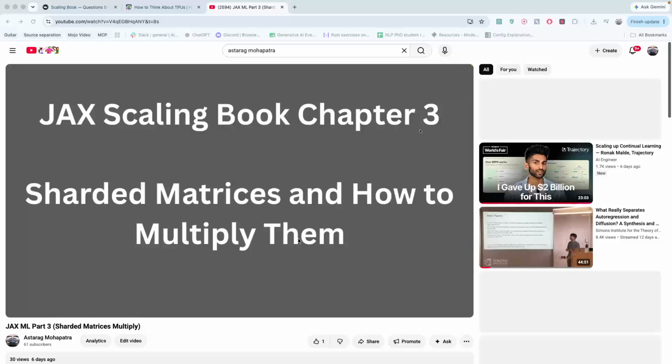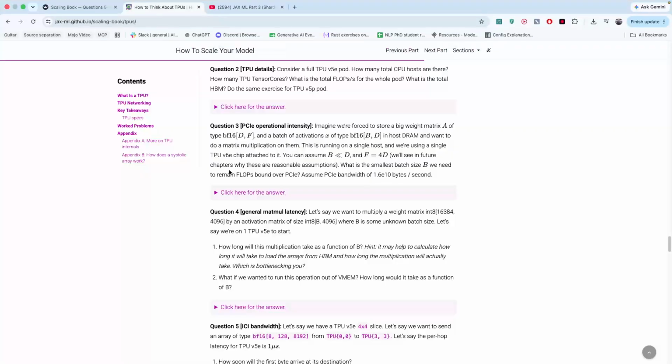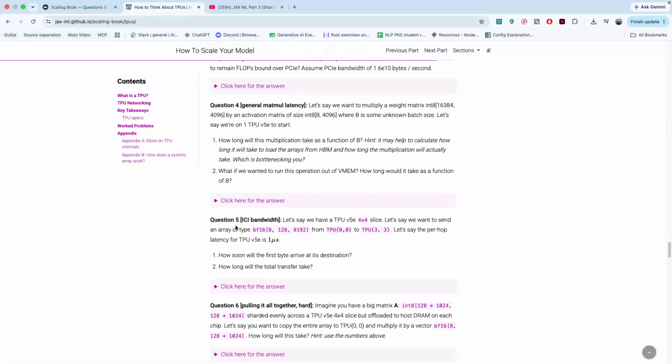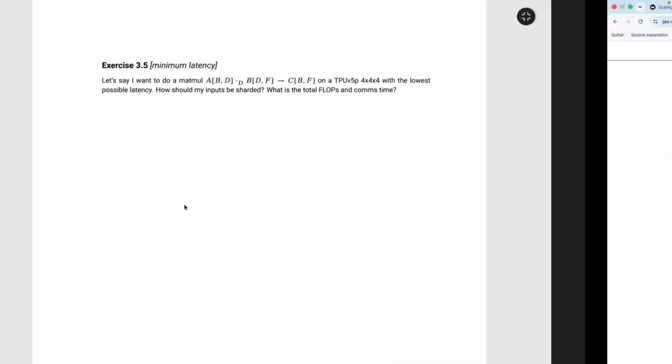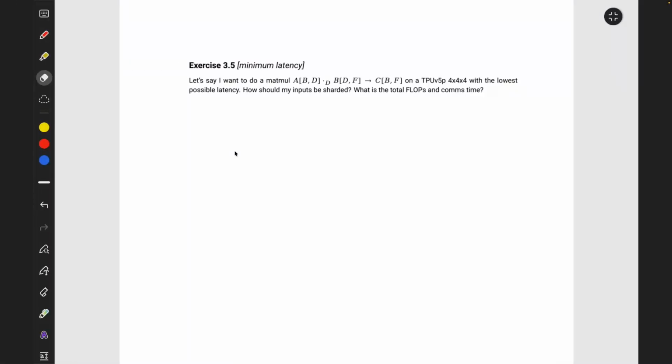In part 1 we discussed everything about how sharded matrix multiplication works, and there we solved till question number 4 from the exercise. But in this video we'll be going through each question from question 5, and these are really important questions, so I will advise you to start with a pen and paper and then start solving each of them. Let's start with question number 5.